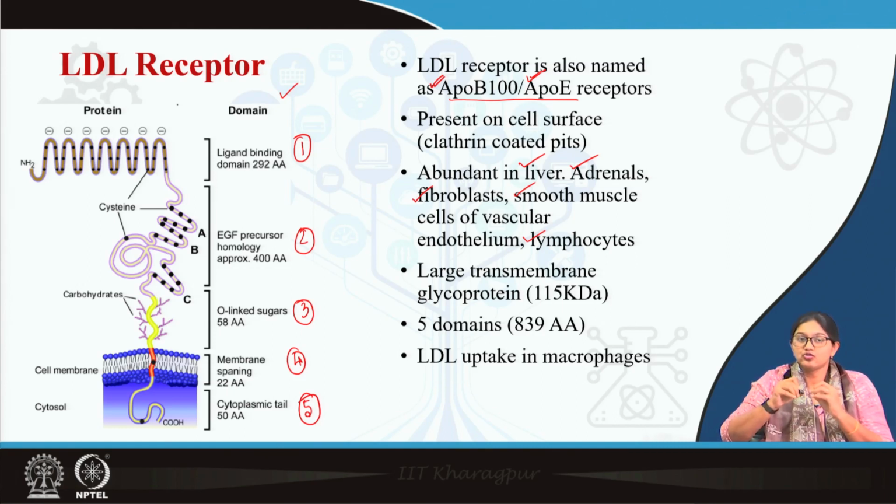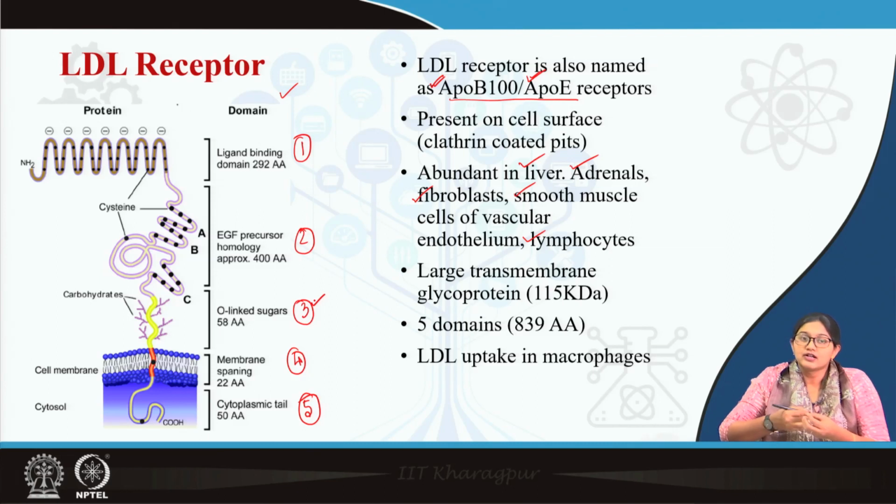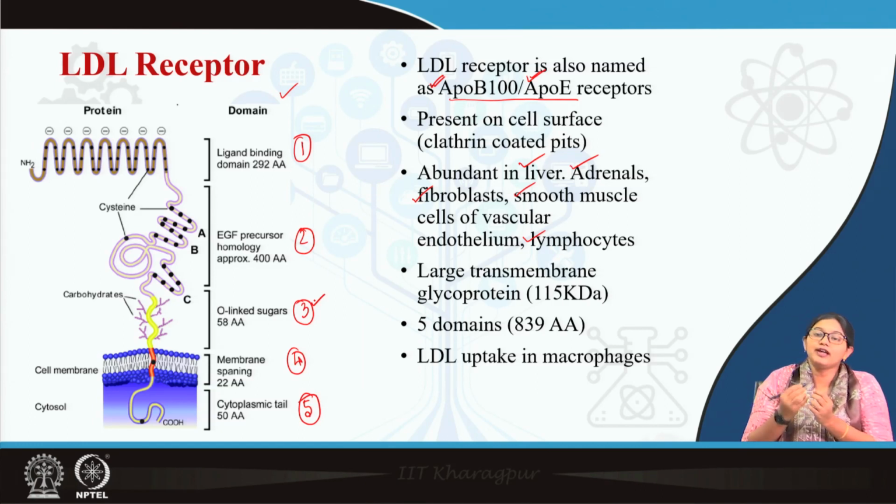Next is O-linked sugar rich domain. There are multiple O-linked glycosidic bonds present in this domain. Glycosides are attached in this domain. So, this domain is forming a stud, a segment which is actually holding the receptor in such a pattern that it can be expanded outside and can deliver its proper function. So, it is basically holding the receptor to the outer surface of the cell.